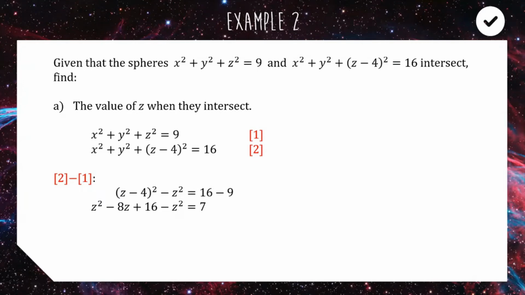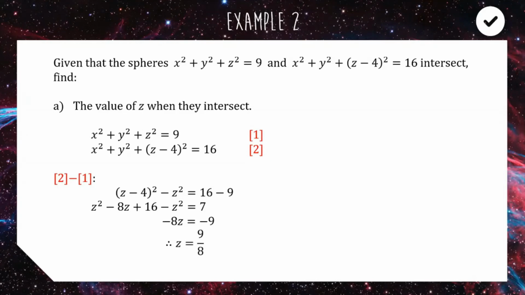And now we can do z squared take away z squared, gives us nothing. And then we can take 16 from both sides and that leaves us with negative 8z on the left, and on the right we'll do 7 take away 16 and get minus 9. Okay, now we just solve by dividing by negative 8 and we get z equals 9 over 8.